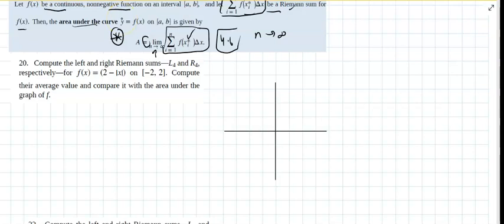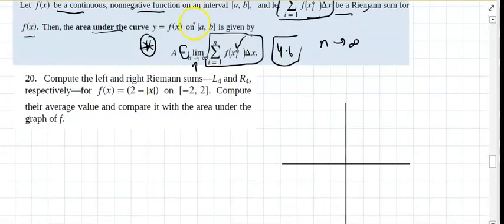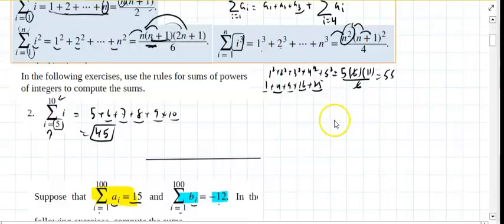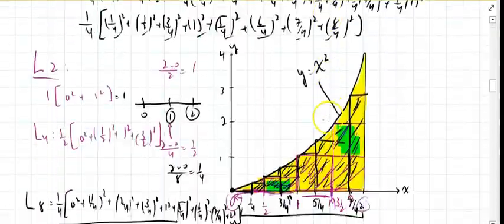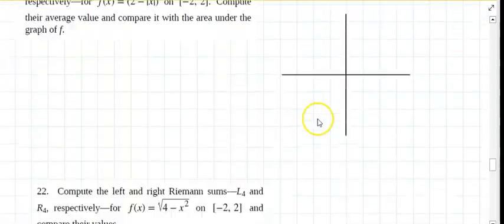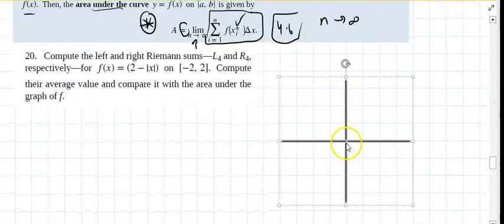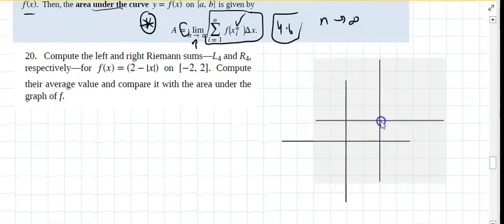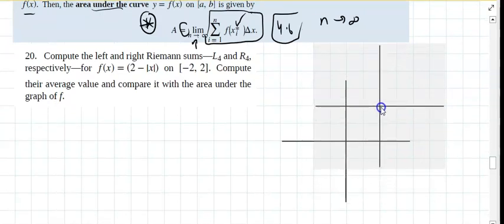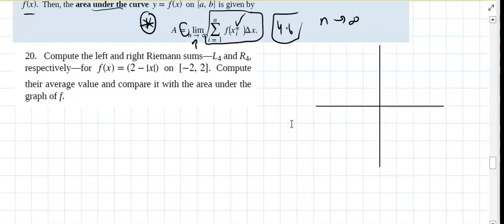Okay, it says compute the left and right Riemann sums L sub 4, R sub 4 respectively for 2 minus, let me see. Okay, I can shift this just a bit to the left. If I set this right there. All right.